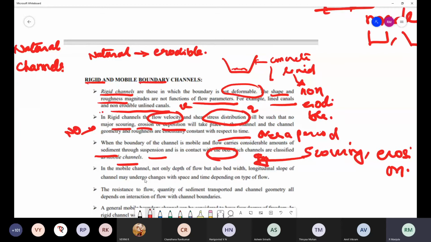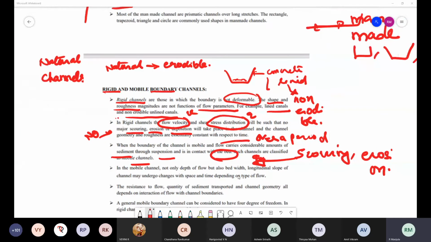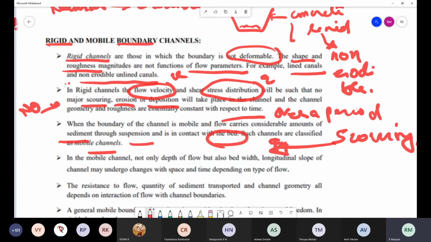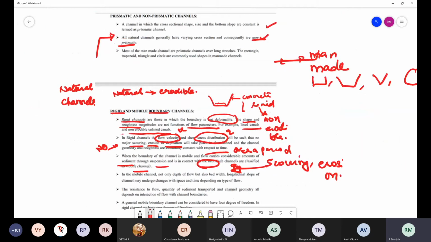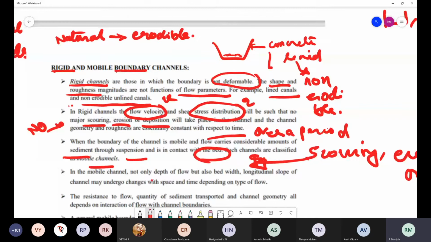In a mobile channel, not only the depth of the flow, but also the bed width and longitudinal slope change. Not only the depth I am changing, similarly bed width and longitudinal slope. What do you mean by bed width? This is going to be the width of the channel. This is going to be the depth of the channel.